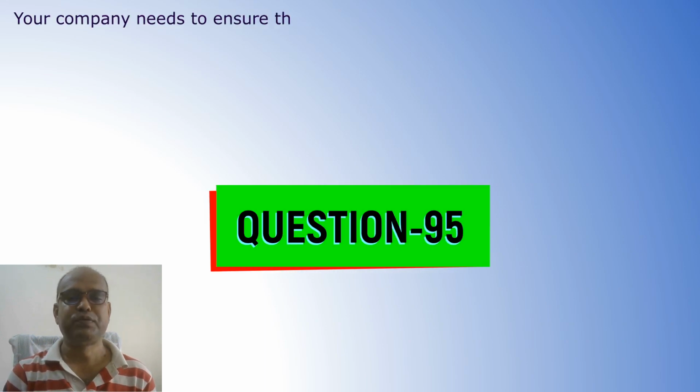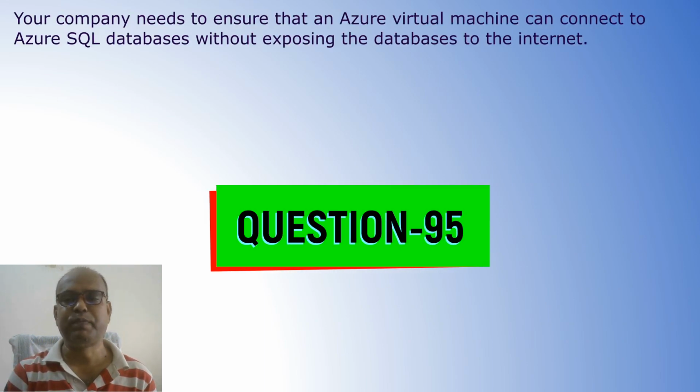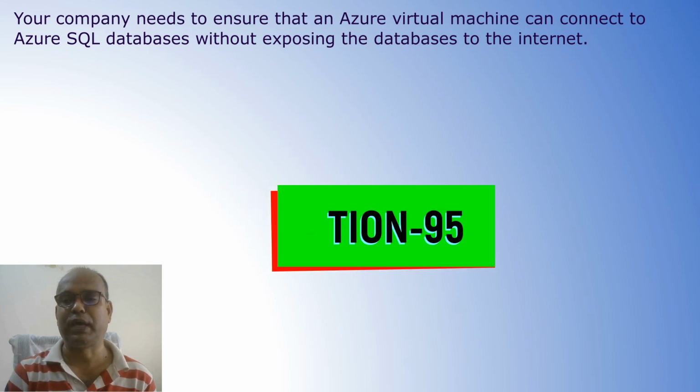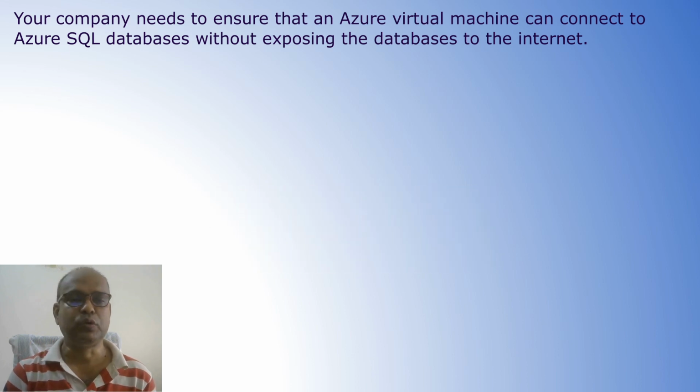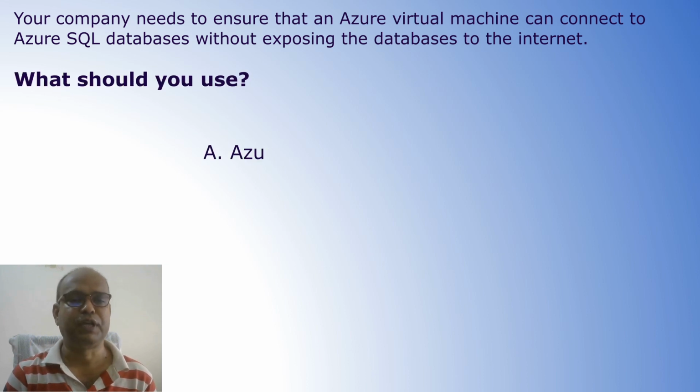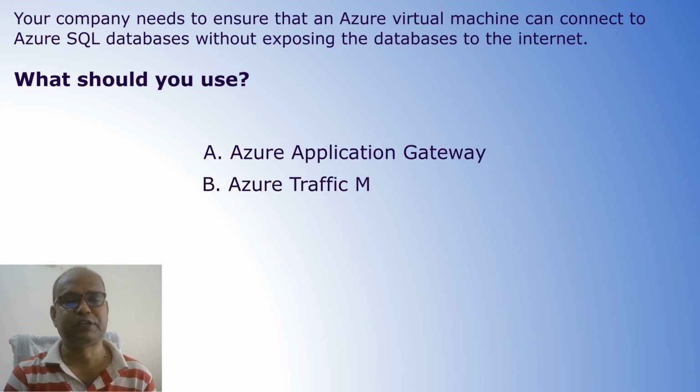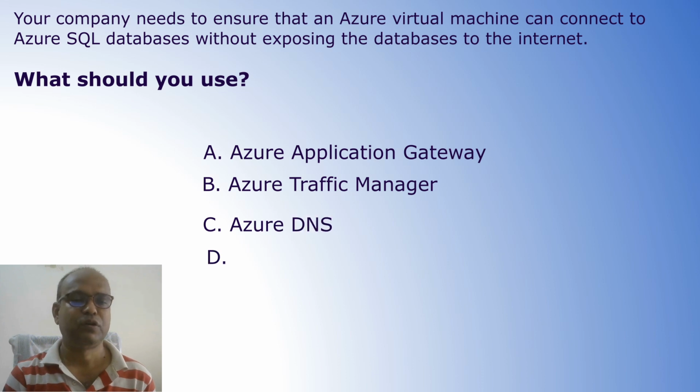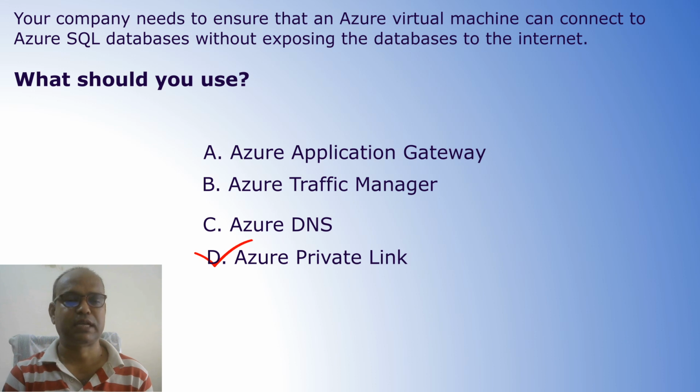Your company needs to ensure that an Azure virtual machine can connect to Azure SQL databases without exposing the databases to the internet. What should you use? Option A. Azure Application Gateway. Option B. Azure Traffic Manager. Option C. Azure DNS. Option D. Azure Private Link. Answer. The correct option is D. That is Azure Private Link.